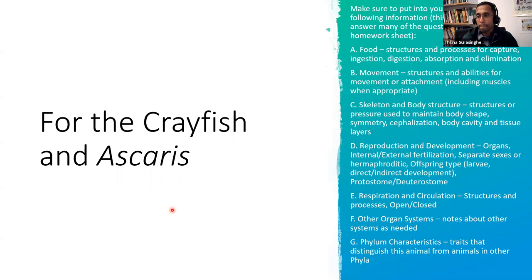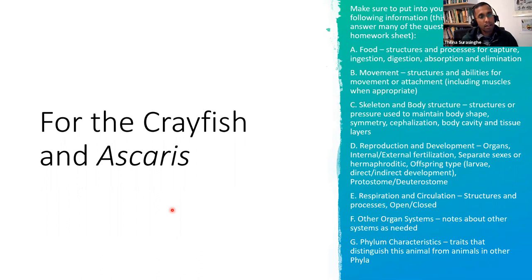All righty. And then body structure. Are there body cavities? If there's a body cavity, what's the name of that? Are there two body cavities? Well, crayfishes have two body cavities. They have a coelom, which is extremely reduced, and they have a hemocoel, right? Okay.